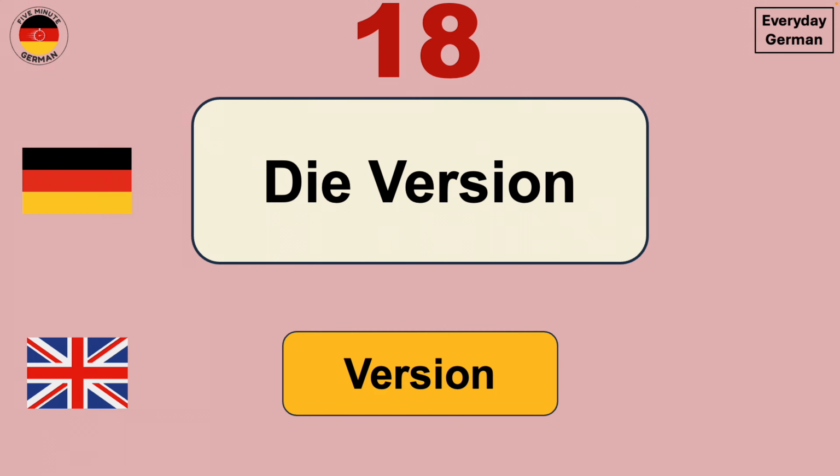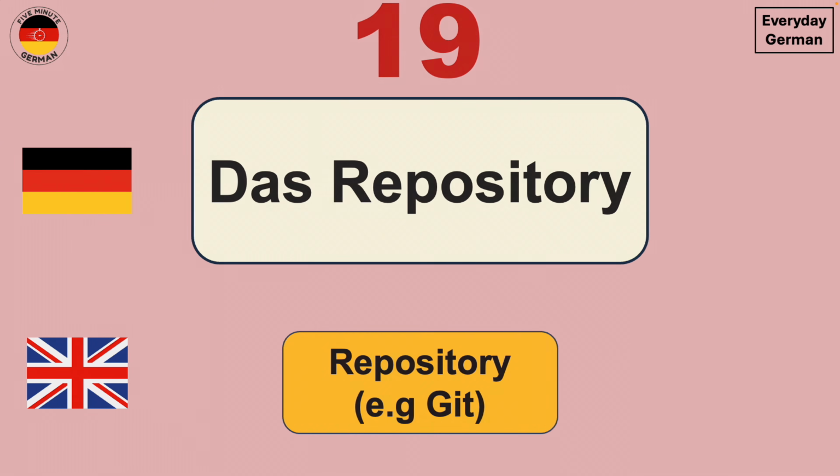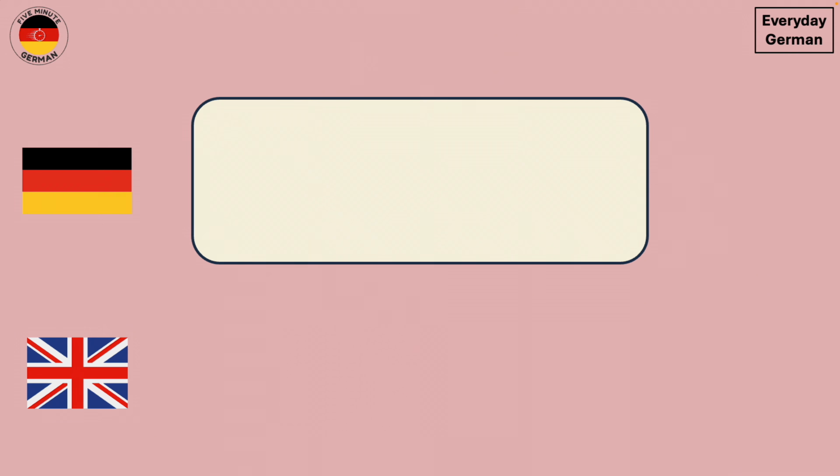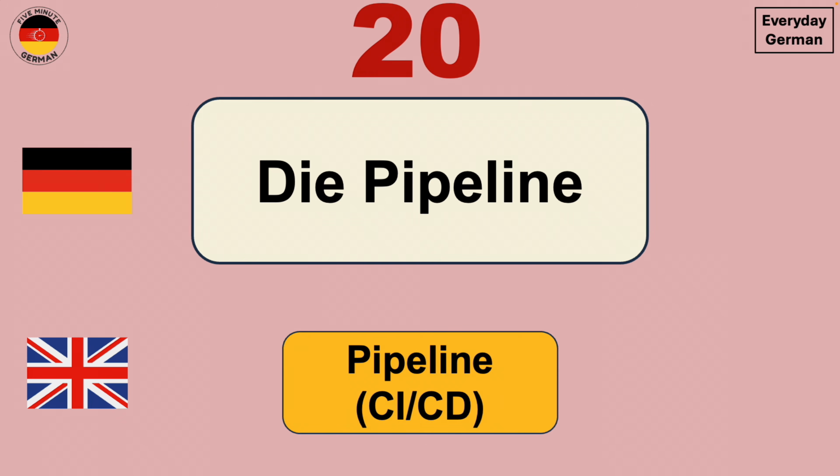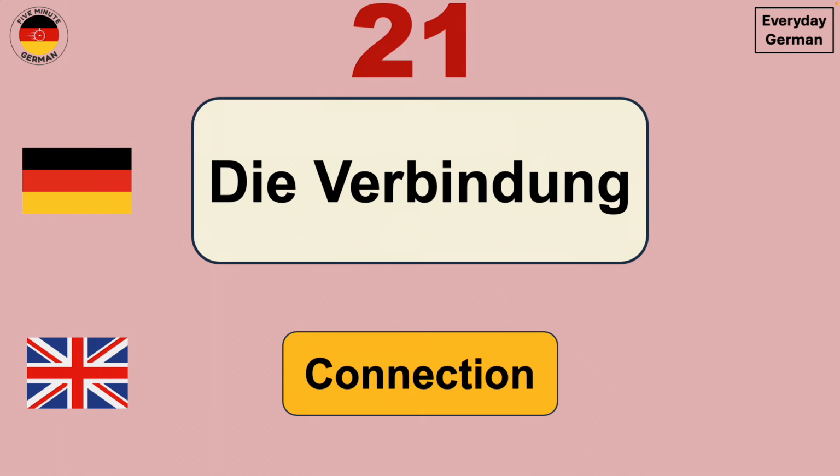So you see how the word spelling is the same, but it is pronounced differently. So die Version. The next word is das Repository, which means repository. For example, Git repository, das Repository. After that we have the Pipeline. These are, for example, DevOps pipelines or CI/CD pipelines. The Pipeline. After that, die Verbindung, connection.